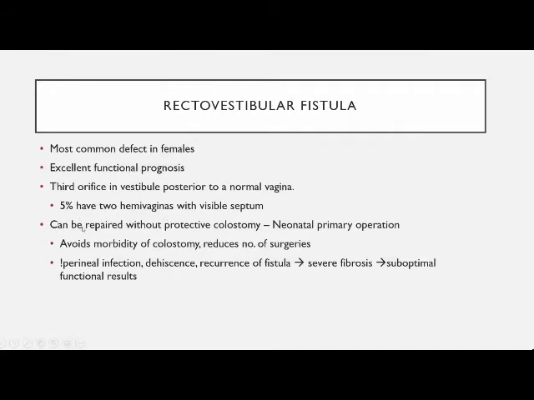This can be repaired without protective colostomy. Usually it can be done as a neonatal primary operation, that is single stage surgery. This can avoid morbidity of colostomy and reduce the number of surgeries, but can have higher infection rate, dehiscence, and recurrent fistula, which may cause severe fibrosis and lead to suboptimal functional results.